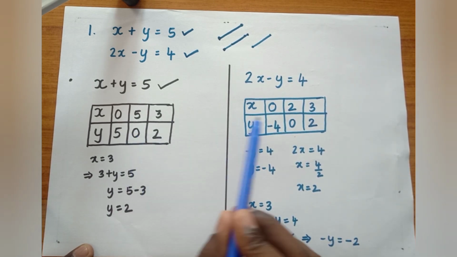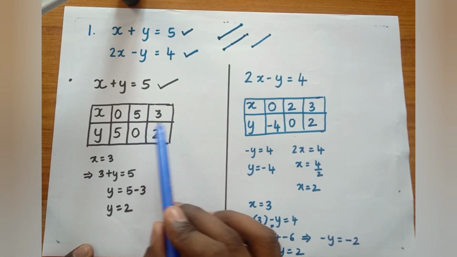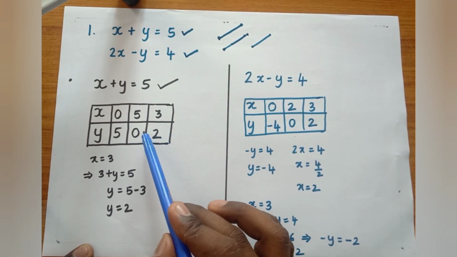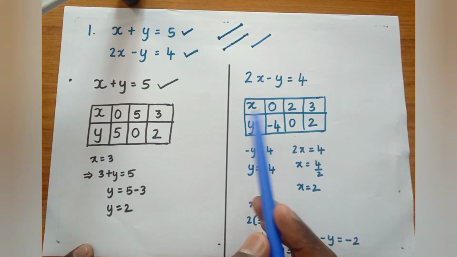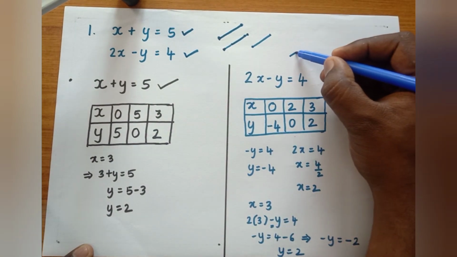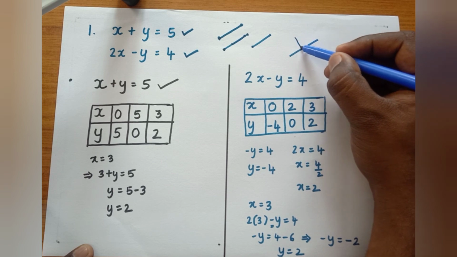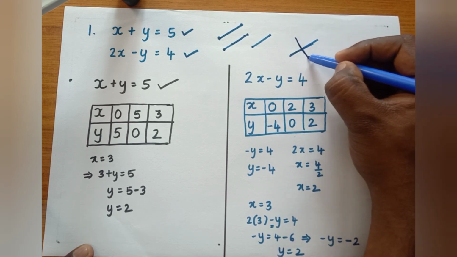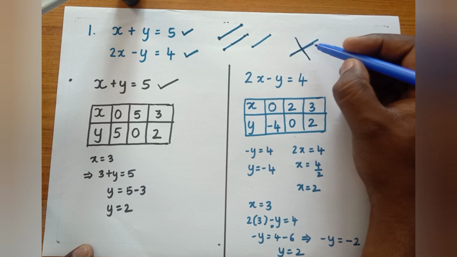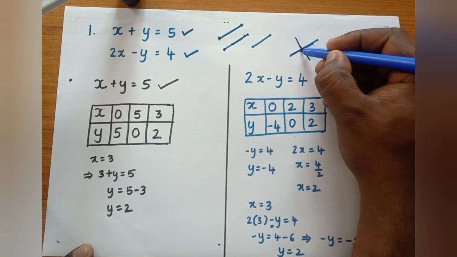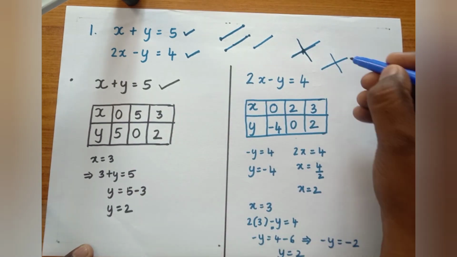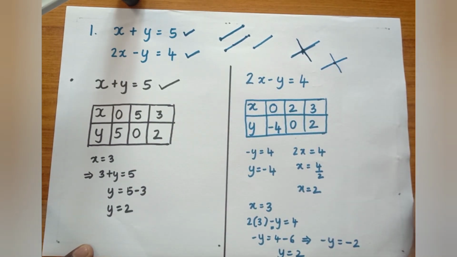Now we have formed a table for these two linear equations. Now we need to plot these on the graph sheet. After plotting, we get two straight lines on the graph sheet. The intersection of these two straight lines will give you the solution.